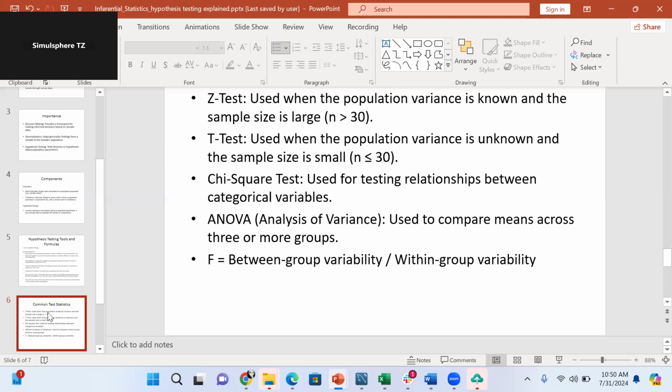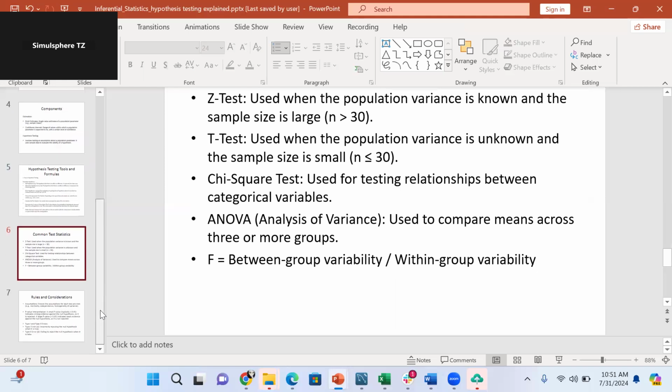All right, so common test statistics are z-test, t-test, chi-square, and ANOVA, like I've said before. Z-test is best used when the population variance is known and the sample size is large. T-test is best used when the population variance is unknown and the sample size is small. Chi-square test is best used to test relationship between categorical variables, and ANOVA, known as analysis of variance, is used to compare means across 3 or more groups. T-test is 1 or 2 groups, ANOVA 3 or more groups. And then we have F, that is between group variability over within group variability.